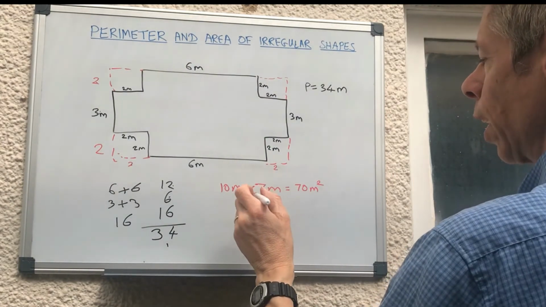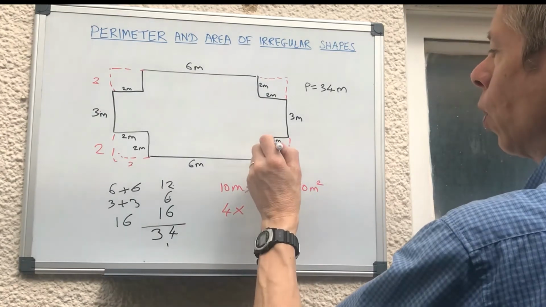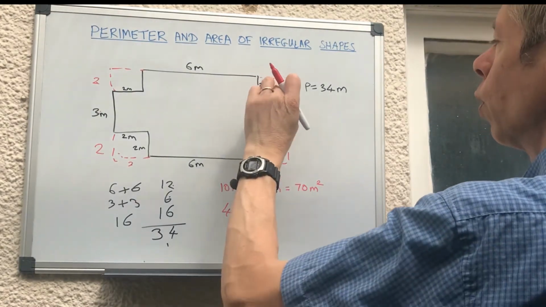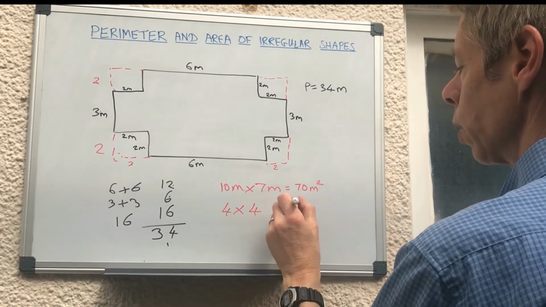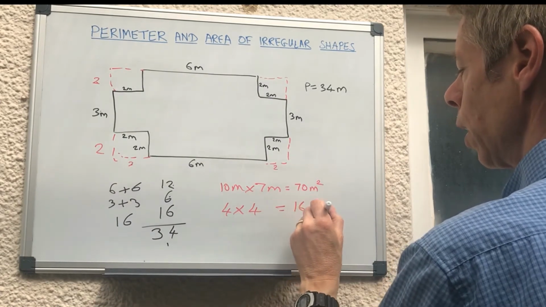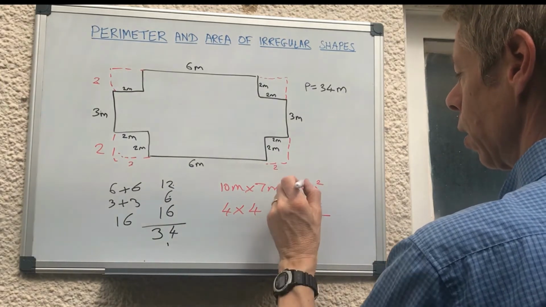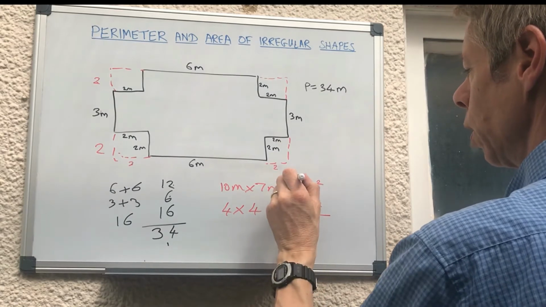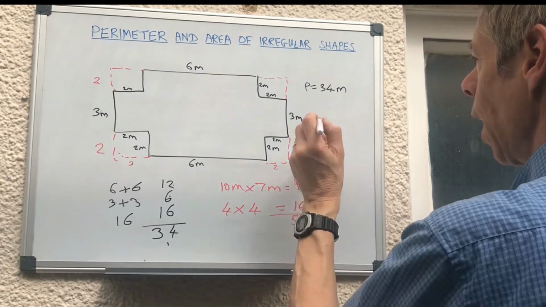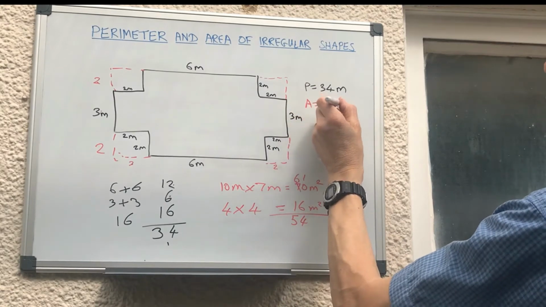Right, we've got to take away the little shapes. So there's 4 little shapes, and they are 2 times 2. So 4, 4, 4, 4. Anyway, 4 times 4 equals 16 meters squared. So the area is just going to be 70 minus 16. So you could just do that. 10 minus 6 is 4. 6 minus 1 is 5. So the area is 54 meters squared.